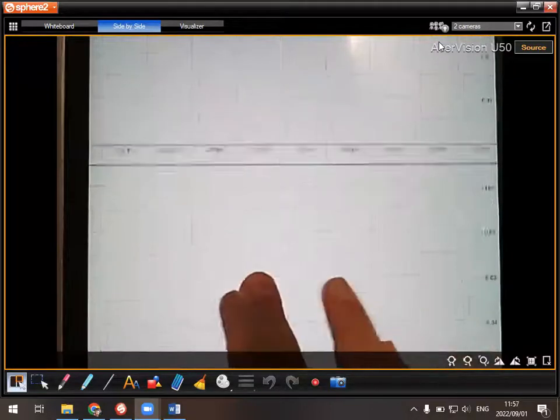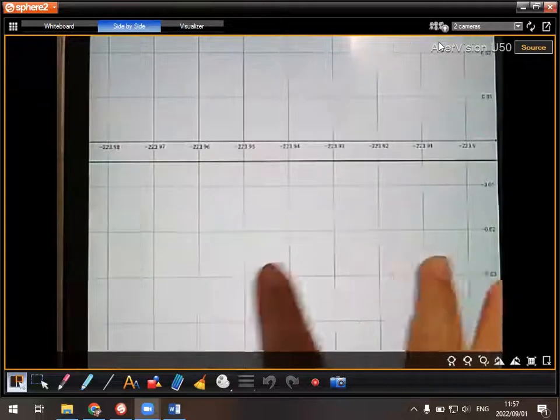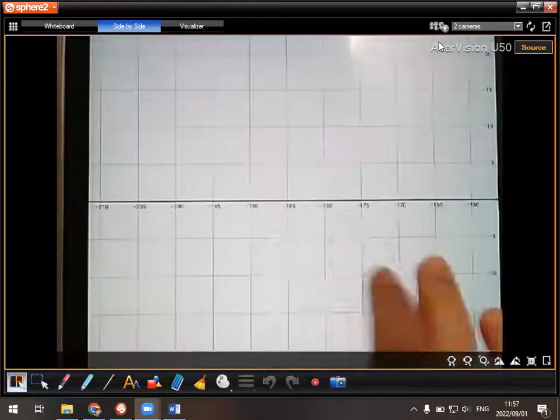But guys, we are not going to draw it to negative 224, hey? We're not going to be like that. We're just going to draw it. Let's just keep going back.